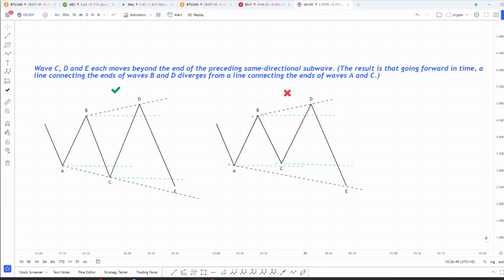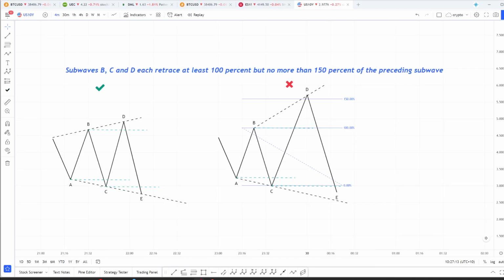So this is an expanding triangle, and as the name suggests, the lines are expanding rather than contracting, so the trend lines are diverging, and the only rule is that each swing must go further than the last. Subwaves B, C, and D each retrace at least 100%, but no more than 150% of the preceding subwave. That means in this example, the wave from B to C, so the C wave, and then we have the D wave, which comes up more than 150% the length of the C wave. So that's a no-no. That would break the rules under Elliott's rule set.